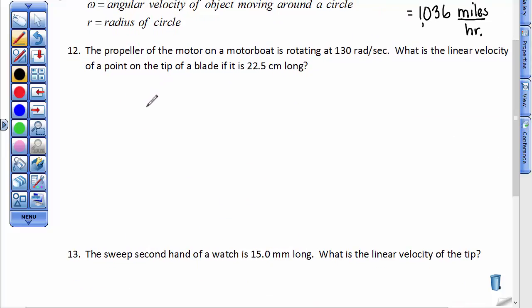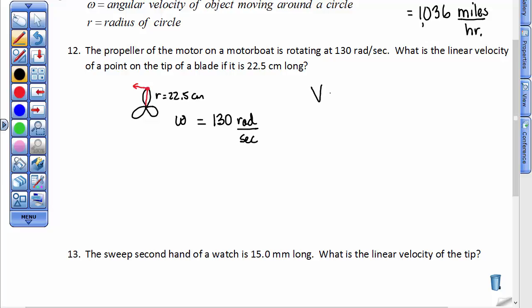The propeller of a motorboat is rotating at 130 radians per second. So that's supposed to be my propeller. What's the linear velocity of a point on the tip of the blade? So if that point were to shoot off, how fast would it go? But remember, it's going around and around and around. If the blade is 22.5 centimeters long, we're going to call that the radius. And then omega was given as 130 rads per second. Remember, radians is a unitless measure.